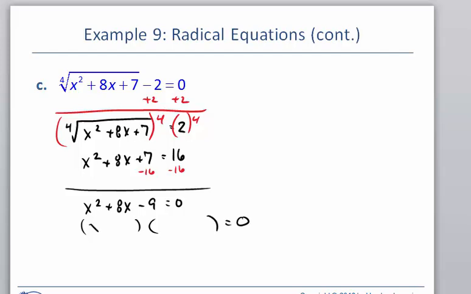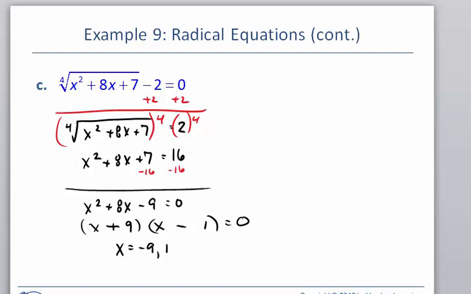For the x squared, we'll need x and x. For the 9, we can do 9 and 1 or 3 and 3. But remember, you need it to combine to give you 8. So 9 and 1 would subtract to make 8. You need the positive on the 8, so you need the bigger one positive and the smaller one negative. And so potential solutions there would be -9 and +1.